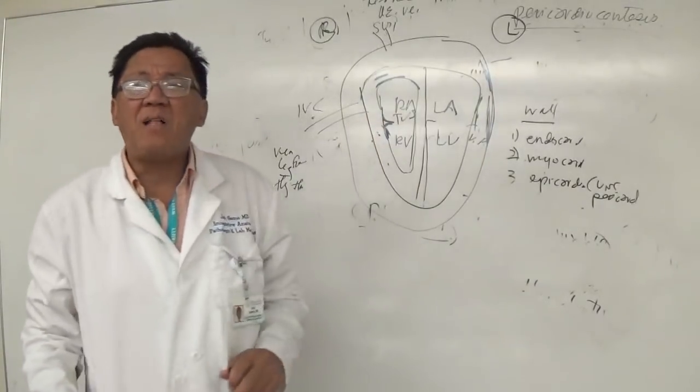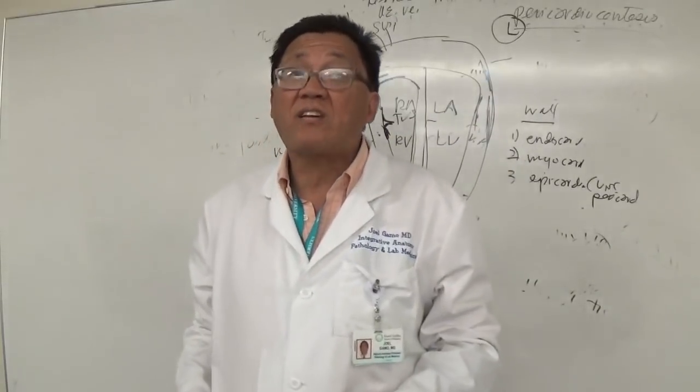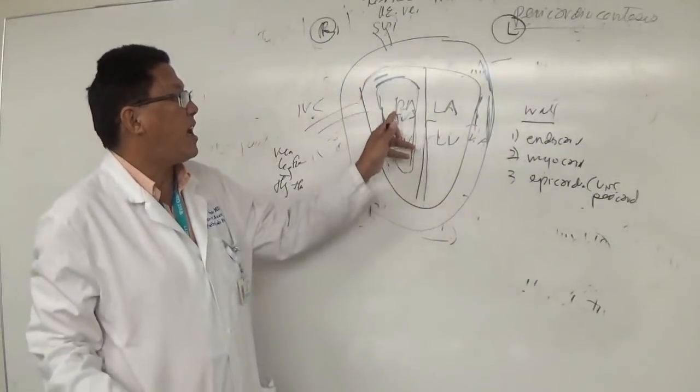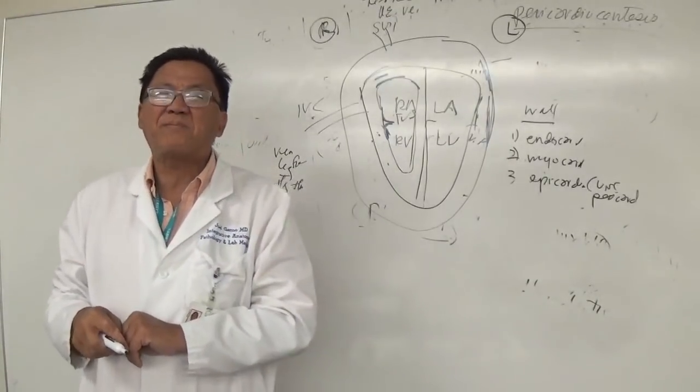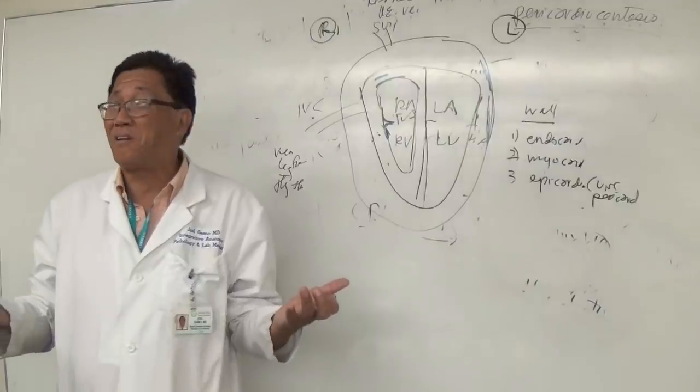Is the tricuspid valve an example of an atrioventricular valve? Yes, because it is found between the atrium and the ventricle. How many cusps? C-U-S-P, that's a tricuspid valve. That's why it's called three. Tricuspid. I like this class.